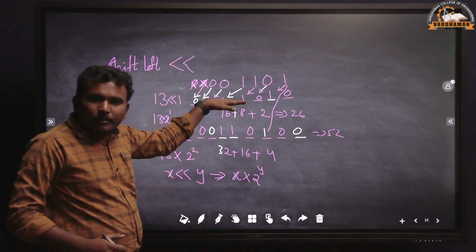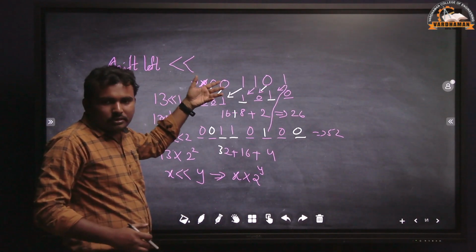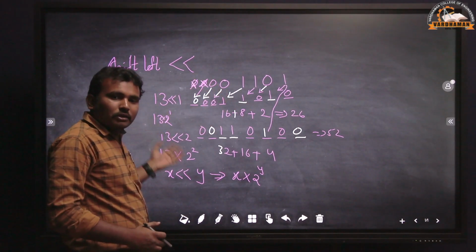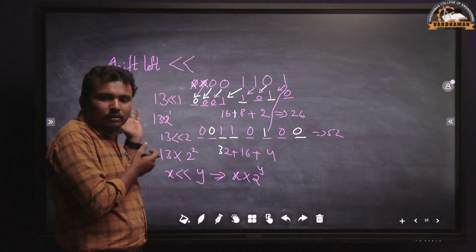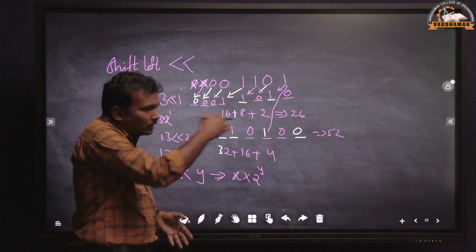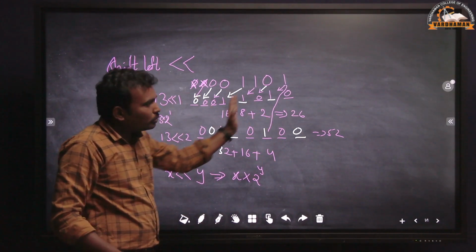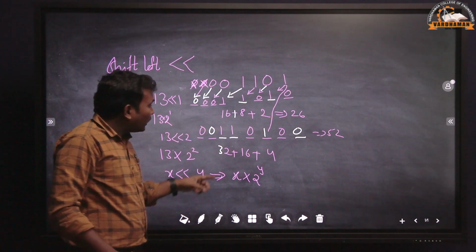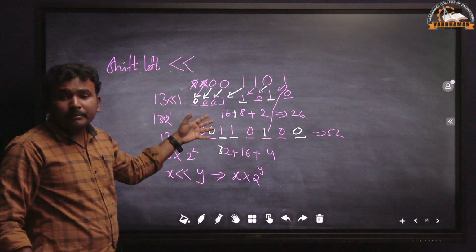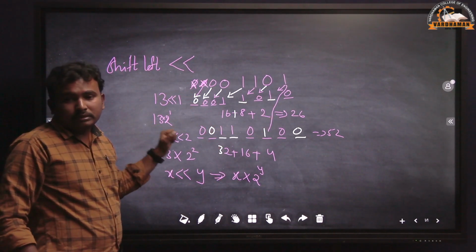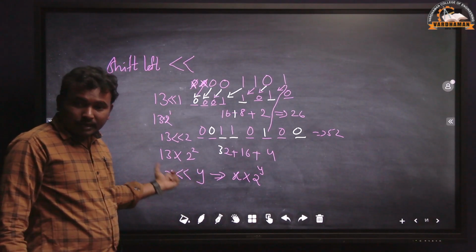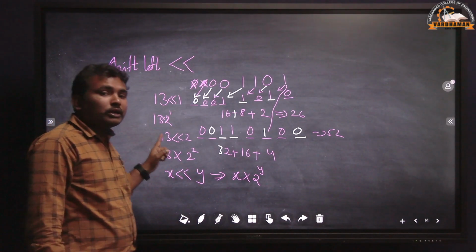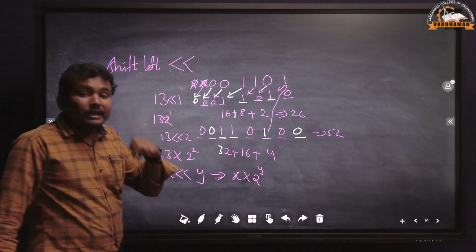Now shift right operation is completely opposite. When you are moving left side, you are increasing the power of 2. When you are moving right side, you are decreasing the power of 2, because 2 power 3, 2 power 2, 2 power 1. So values are decreasing. Instead of increasing, the values will be divided by 2. Here the value is multiplied by 2 when we are doing shift left. When you are doing right shift, the value will be divided by 2.